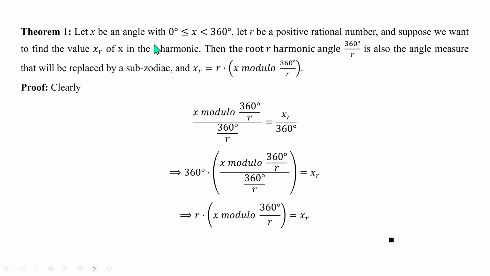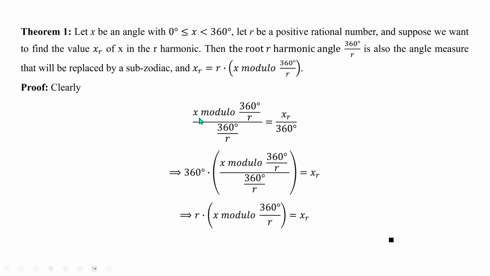Theorem one: let x be an angle with 0 degrees less than or equal to x less than 360 degrees. Let r be a positive rational number. And suppose we want to find the value x sub r of x in the r harmonic. Then the root r harmonic angle, 360 degrees over r, is also the angle measure that will be replaced by a subzodiac. And our claim is that x sub r is equal to r times, parentheses, x modulo 360 degrees over r, parentheses close. Okay, proof.